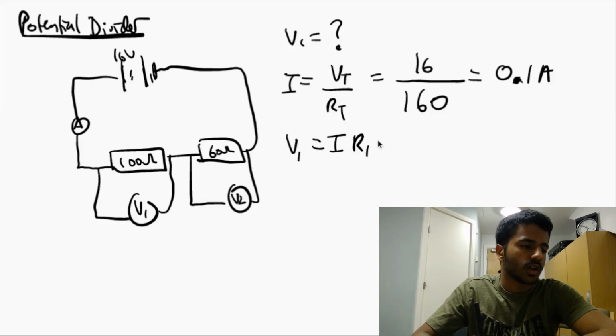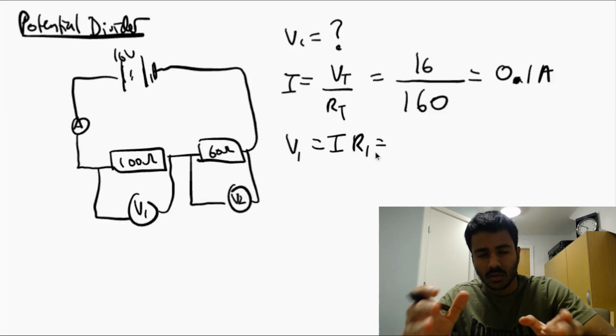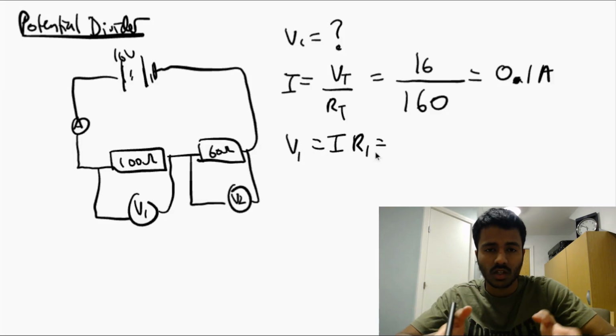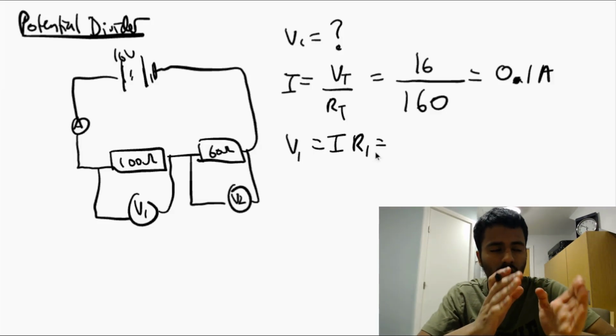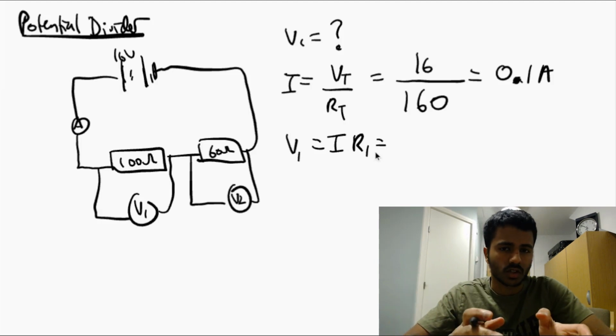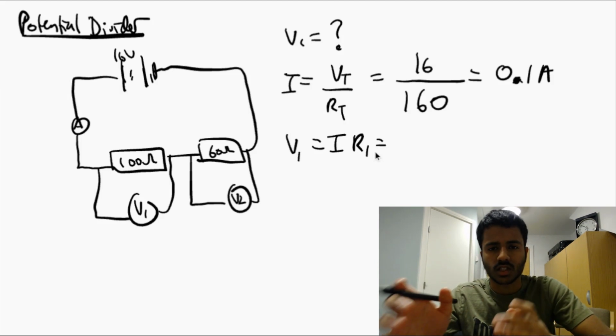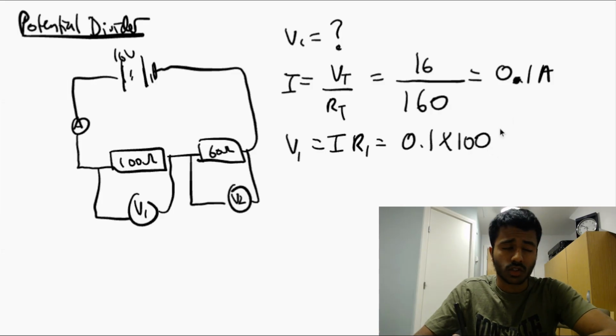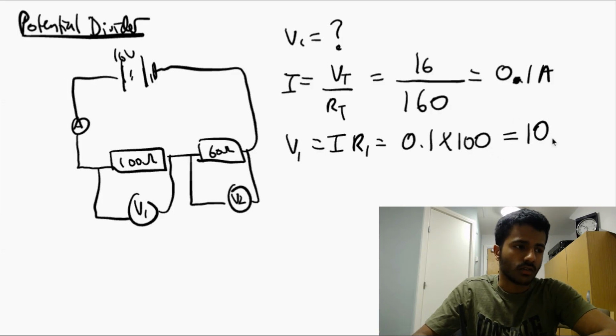And then if I wanted to find V1, I could say V1 is equal to I times R1. And remember that the current in a series circuit is the same throughout. So the current through the whole circuit is equal to the current through R1 and the current through R2. So the current through the 100 ohm resistor, through the battery, and the 60 ohm resistor is all the same. So in this case, you're getting 0.1 amps times 100. So the voltage across this resistor is 10 volts.